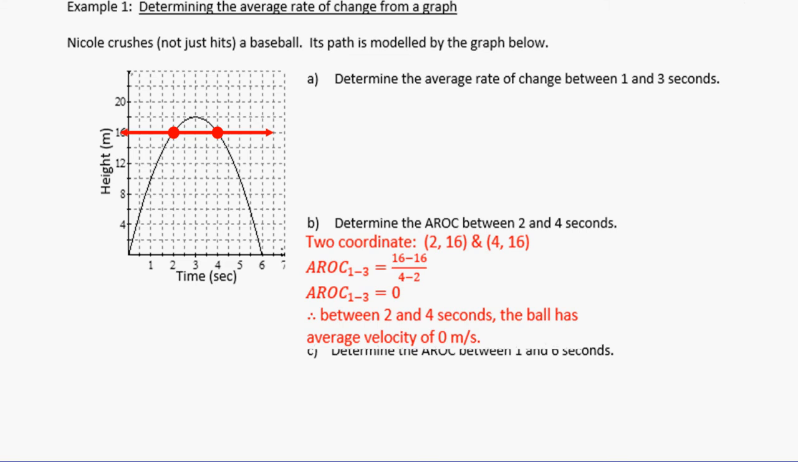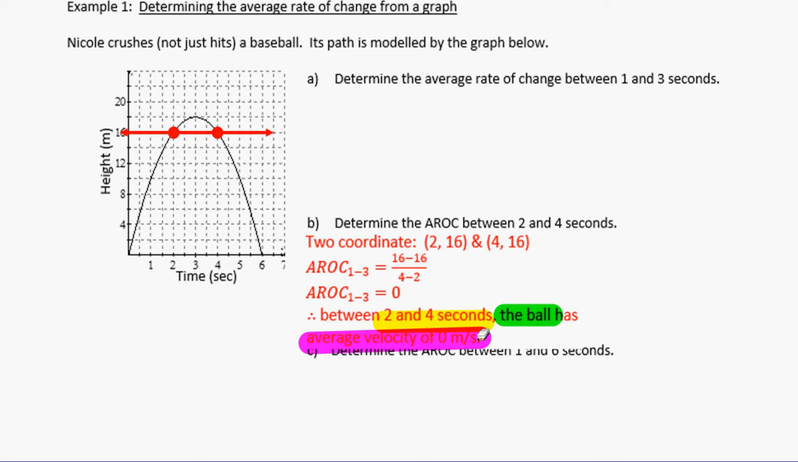So let's go again. Time, the subject, the ball, has an average velocity of 0 meters per second. Where's the direction? Well, there is no direction here because the ball is neither going up nor going down. Overall, in that time it is, but the average is not, so we don't put the direction for that one.